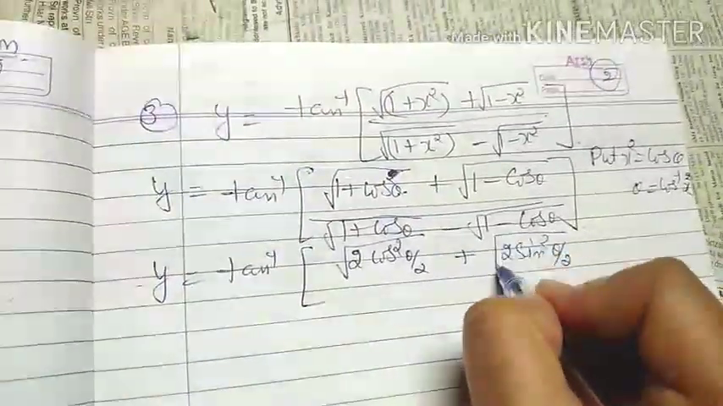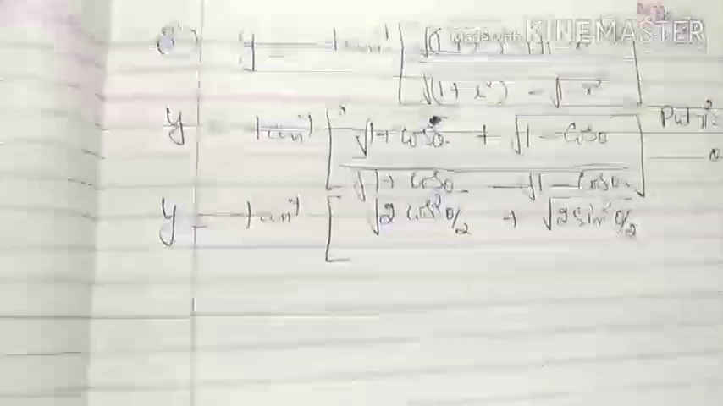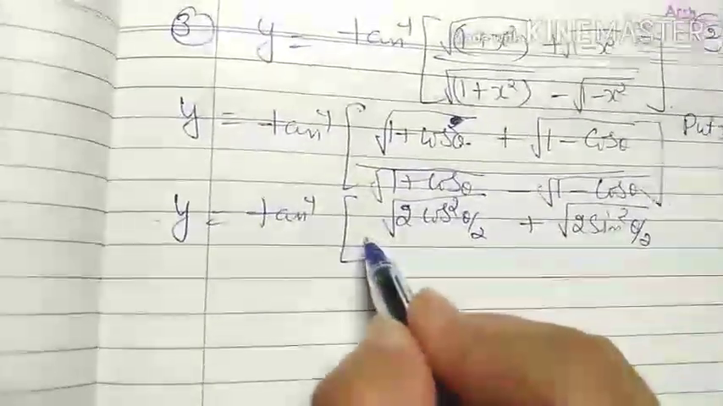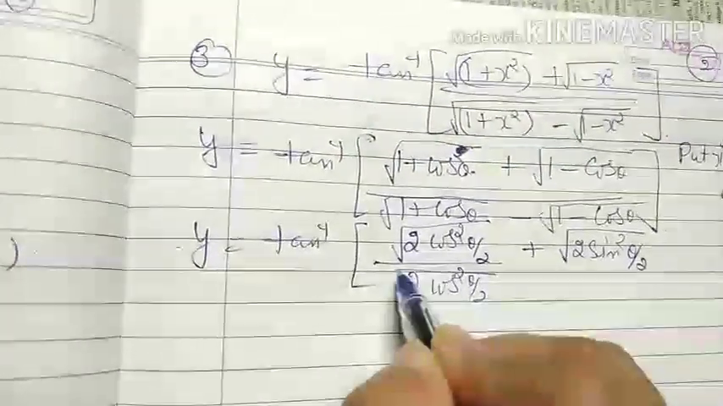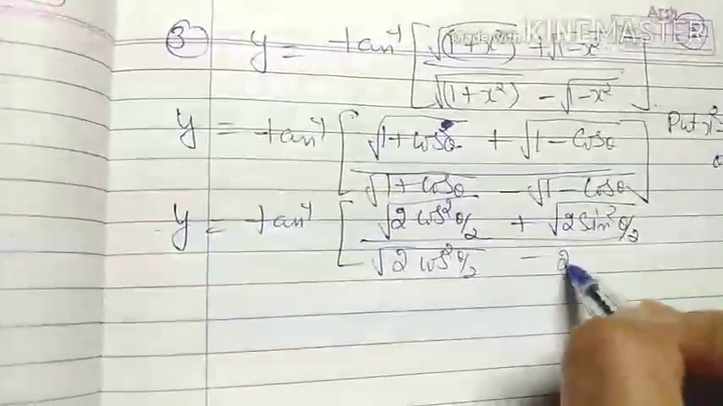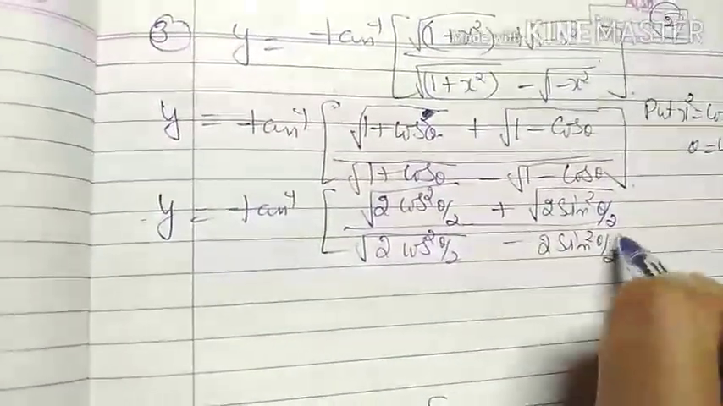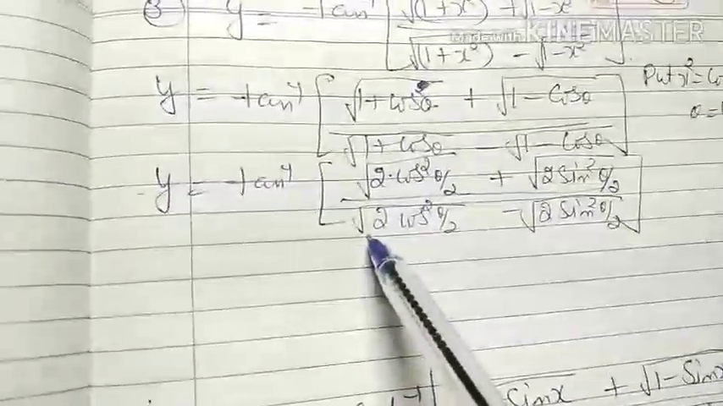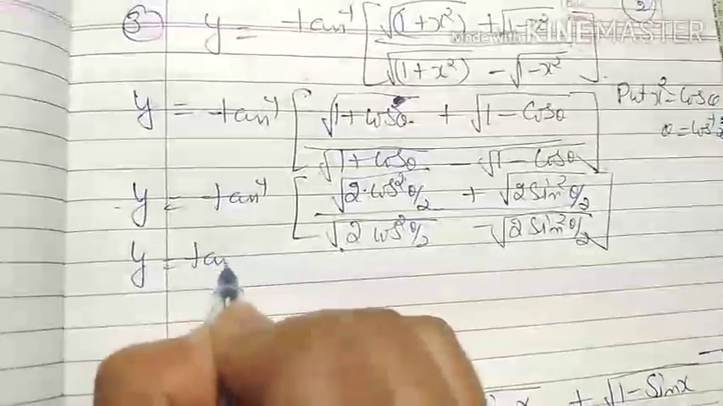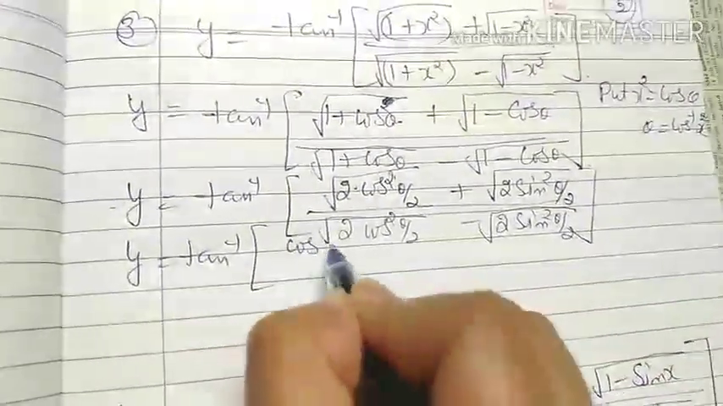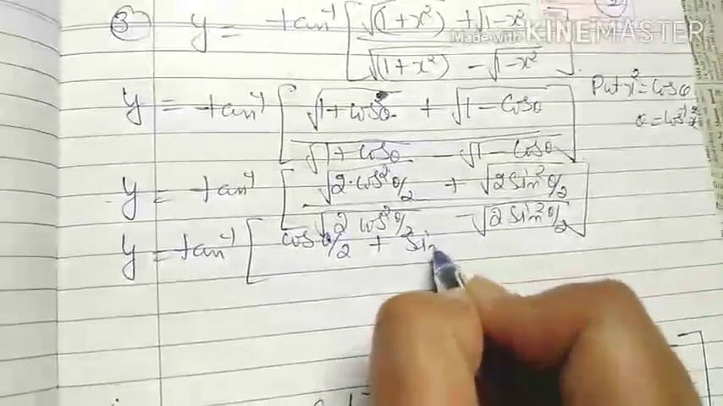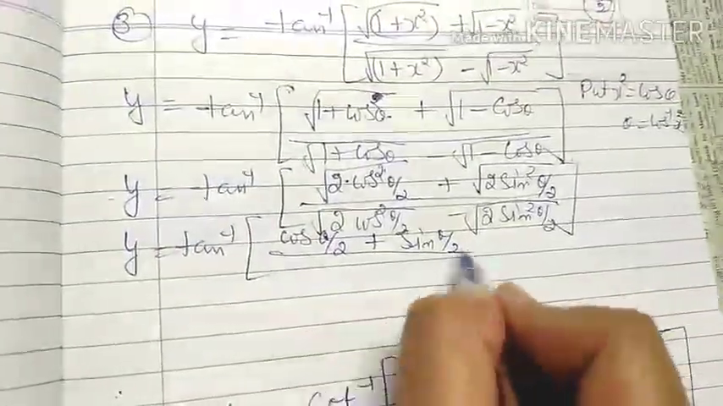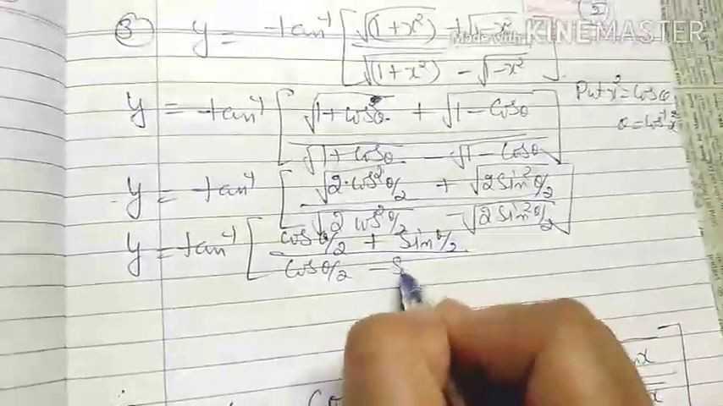The question is similar to the previous one, but the condition is that there was cos 2 theta there and here I got cos theta. Here also 2 cos square theta by 2 square root minus 2 sin square theta by 2 square root. Now here root 2 is common in both numerator and denominator. We take it common and cancel. The square is cancelled with the square root. So what is left? y equals tan inverse of cos theta by 2 plus sin theta by 2 over cos theta by 2 minus sin theta by 2.